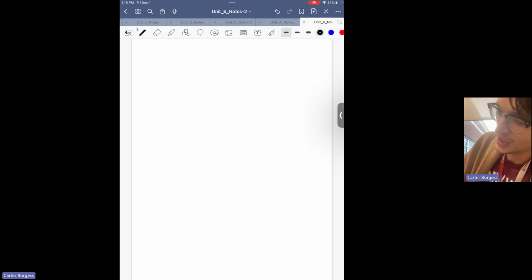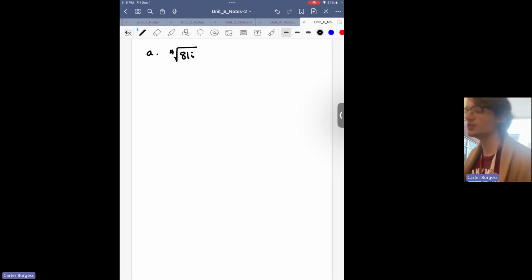So for A, we are trying to find all of the fourth roots of 81i. We're going to use what we did yesterday, de Moivre's theorem, in order to figure out each of these.